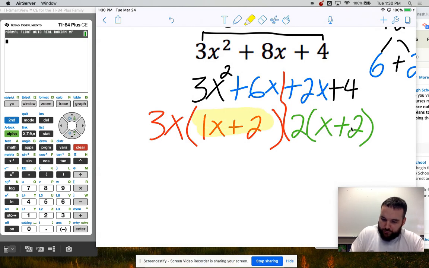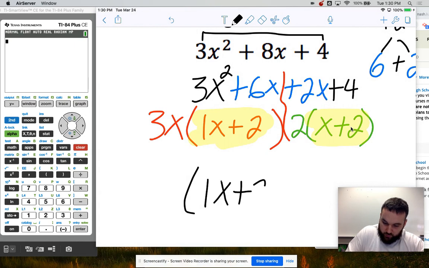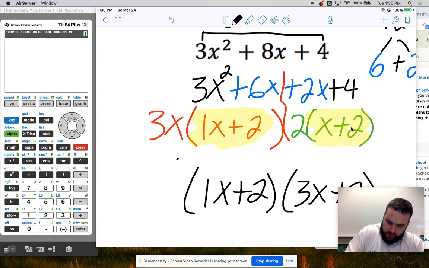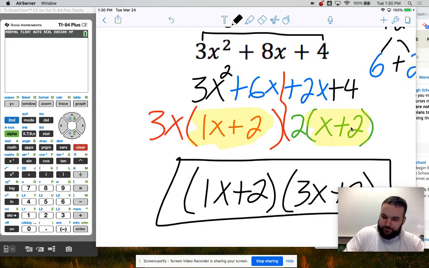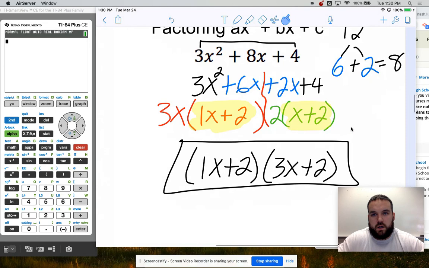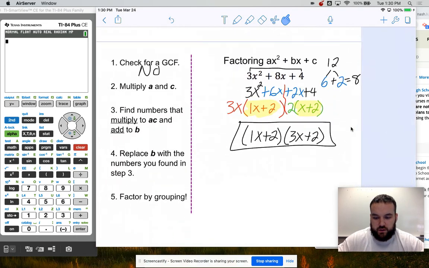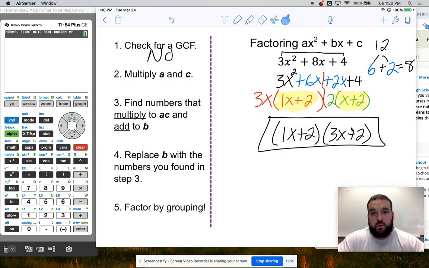Now, here I put the 1 in front of the x. Here I did not. But hopefully by now we feel comfortable that those are saying the same thing. So 1x plus 2, or just x plus 2, times 3x plus 2. And this is our final factored version. Okay. So again, on the left side are just the steps that we will follow every time to do what I call the AC method. And I call it the AC method because that reminds you, oh yeah, I'm multiplying the A number and the C number together.